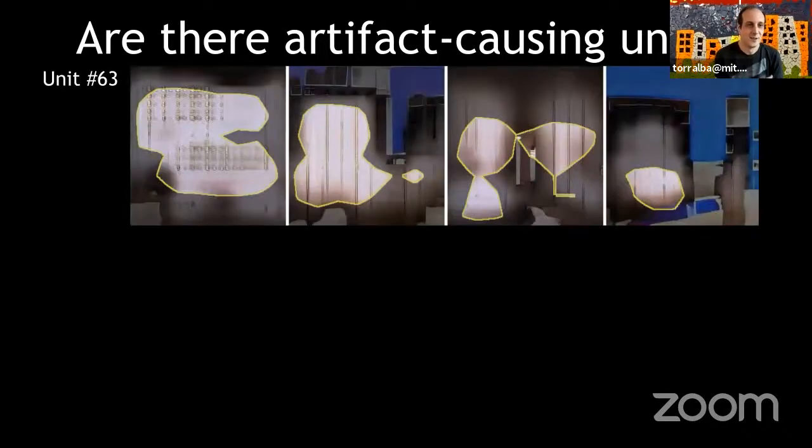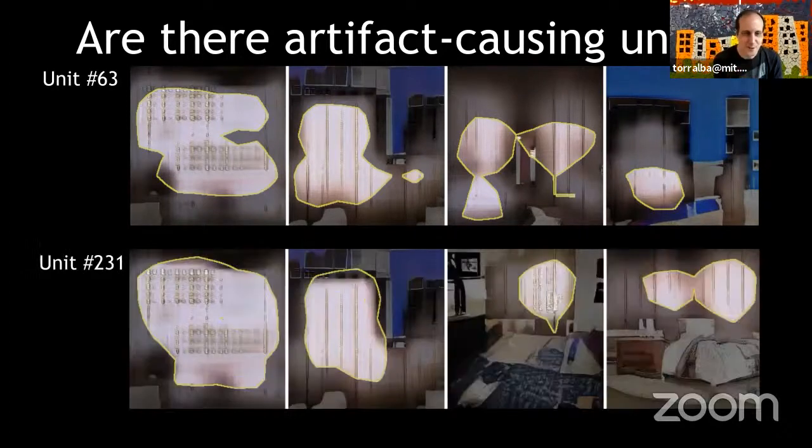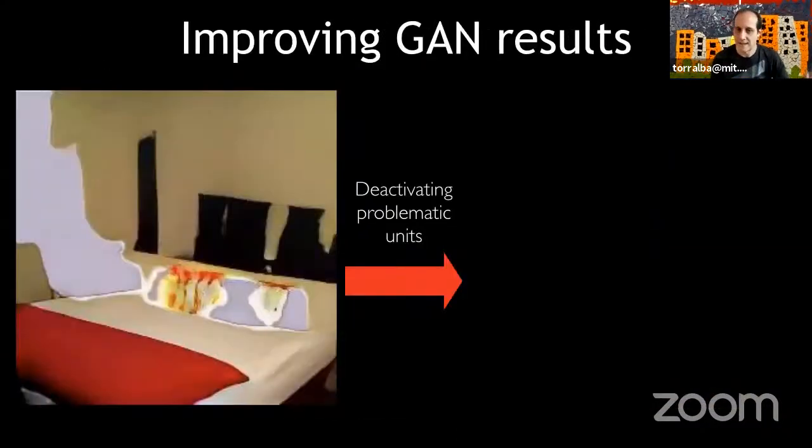We found that unit 63 in layer 4, whenever it got activated, these are the images that got generated. And you can see that the pattern actually looks pretty similar. There is another unit, 231, that also generates similar artifacts. And we found a few more units. So now you can just deactivate those units and run the GAN as is. So here is an image that had some artifacts. We have deactivated those units, which we found manually.